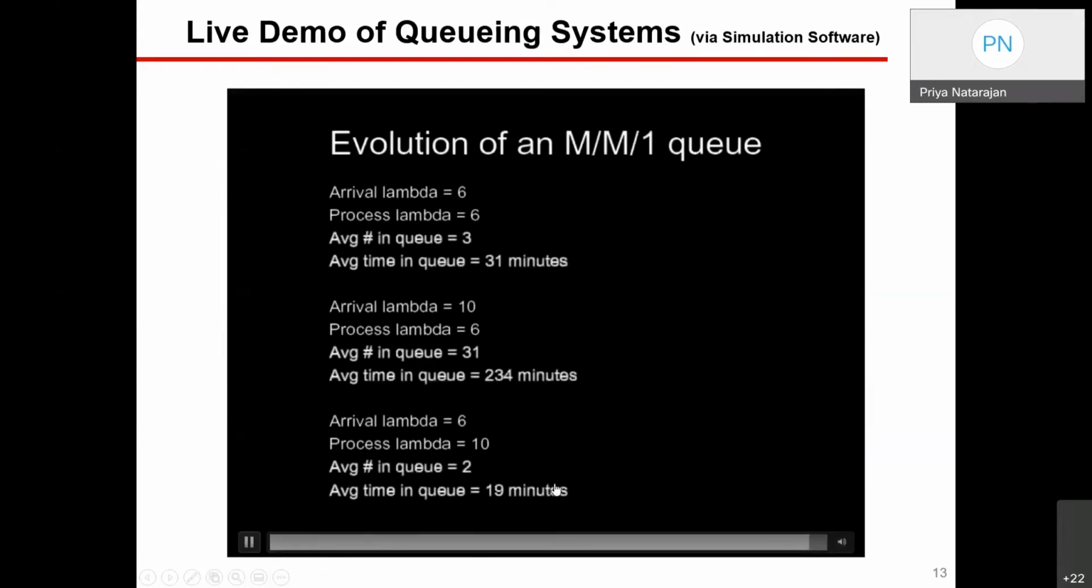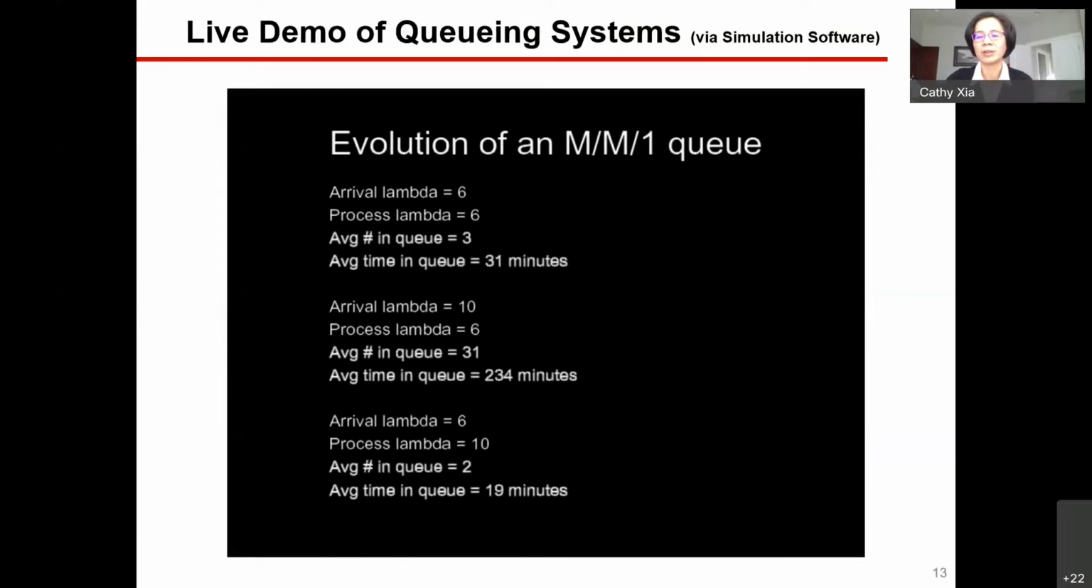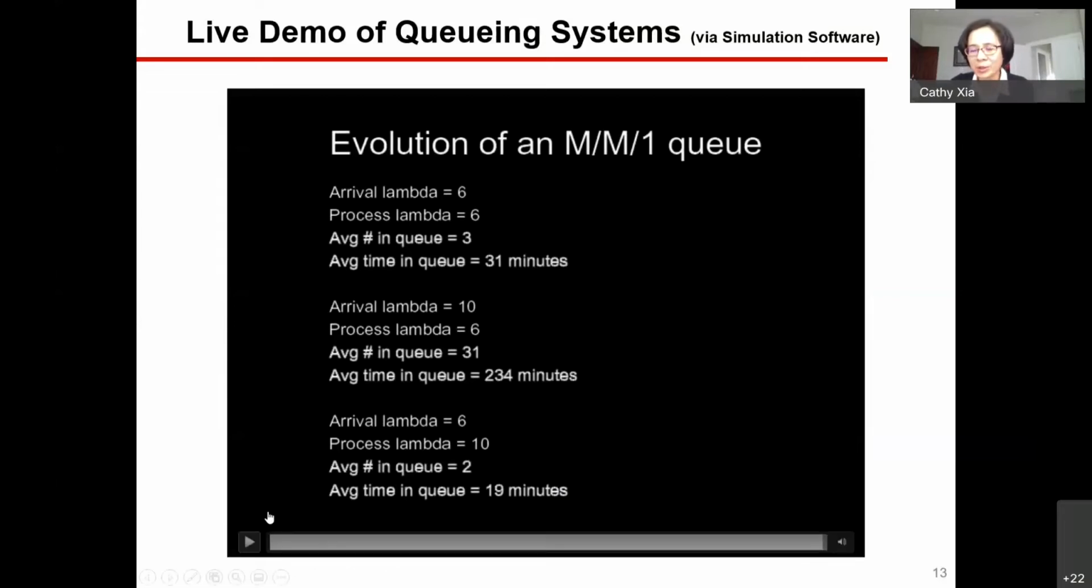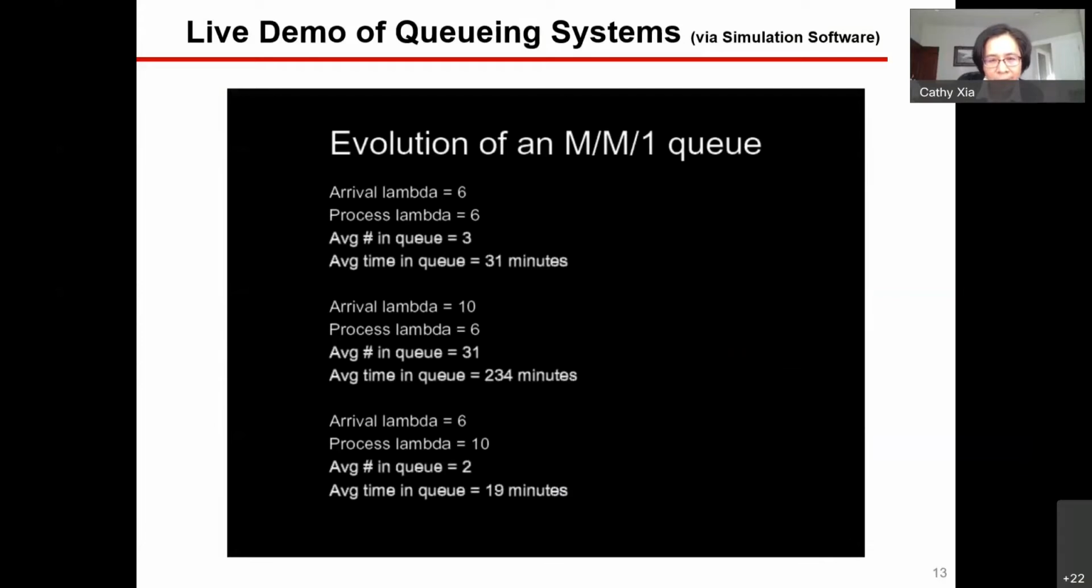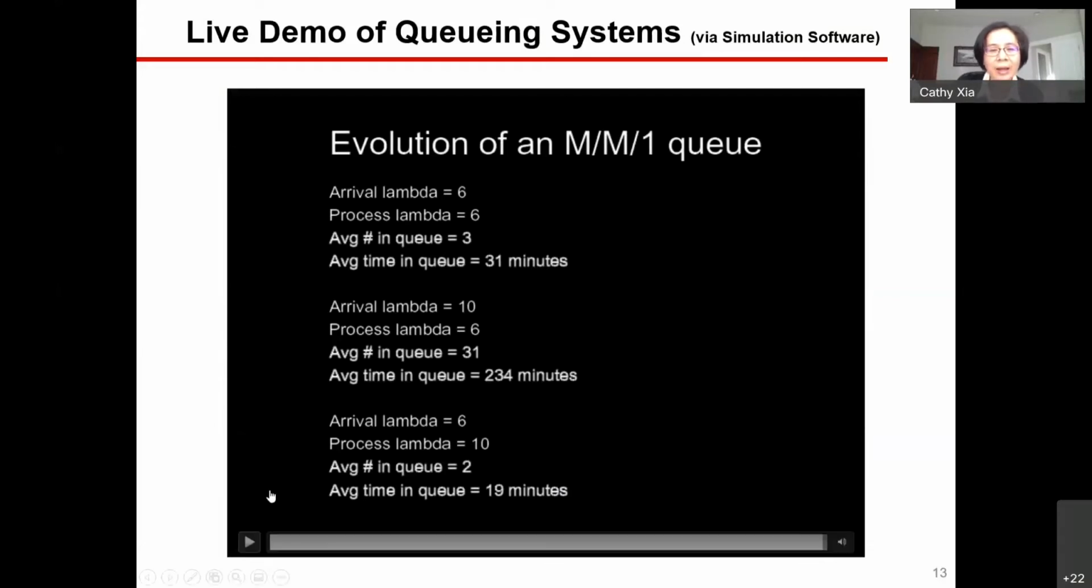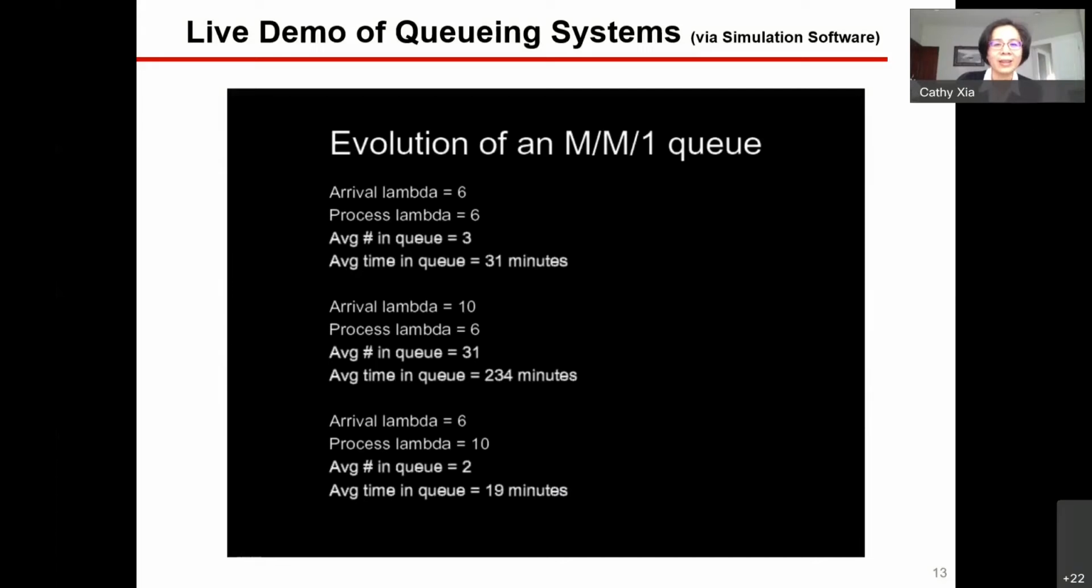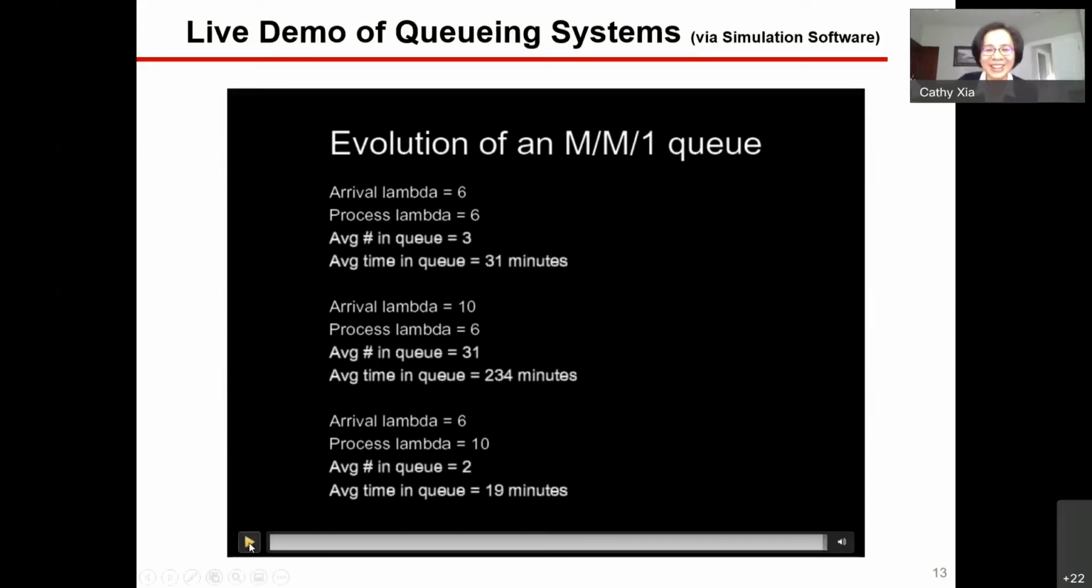So I see there is a comment from the chat box. Let's see. The first two examples are saturated. Yeah, excellent point. In the first two scenarios, rho equals 1, and the second one is the arrival rate. Excellent point. Thank you, Andre.